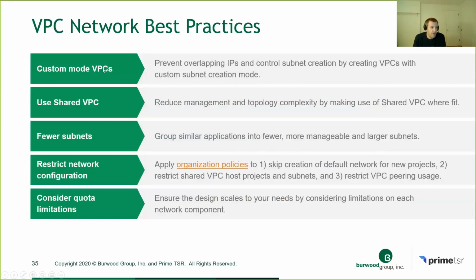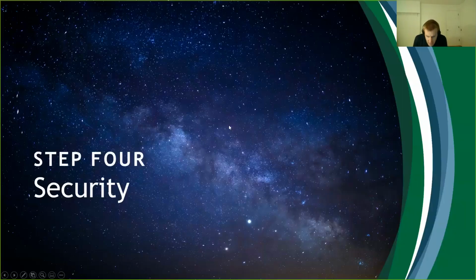Another one that Rich touched on is using custom subnets, making sure that your subnets don't trip over each other from an IP space perspective, and that's where custom subnets come into play. There are some other recommendations here around the use of fewer subnets and applying organization policies. I'll talk more about that in a few minutes. And obviously consider the quota limitations, like you would probably be experienced with from Azure and AWS as well. So, a high-level overview of some of the key networking considerations.